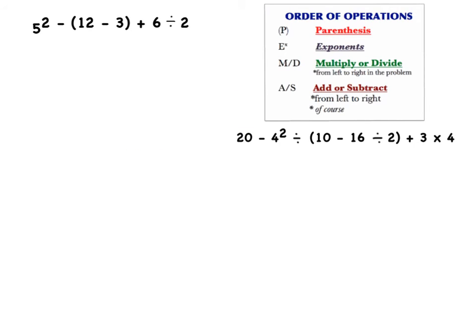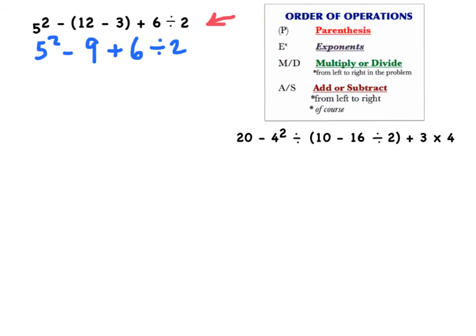Let's try a couple examples of using exponents in the order of operations. We know that first we have to use parentheses. So in this problem, we would start with 12 minus 3. And we write the entire problem out in each step. That keeps us organized. So the longer the problem, the more organized we have to be. For this one, we start with 5 to the second power minus 12 minus 3 is 9, plus 6 divided by 2.